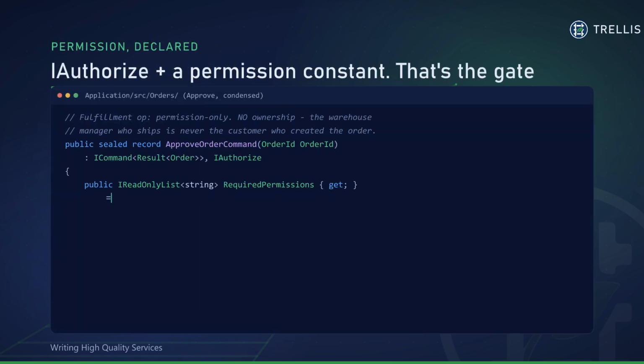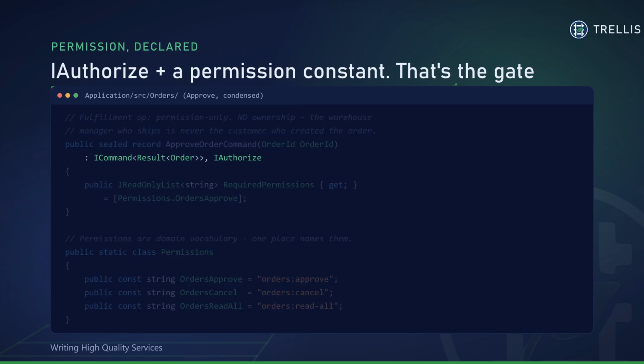Here's the coarse gate as code. ApproveOrderCommand implements IAuthorize and declares one required permission, orders:approve, and that's the entire authorization for it. Deliberately no ownership check, because the person approving is warehouse staff, not the order's creator. Get it on ownership and the workflow deadlocks. And notice where the permission name comes from, a Permissions class in the domain, a single set of constants. The command references orders:approve by that constant, and so does whatever grants it, so they cannot drift. The pipeline reads the required permissions and returns 403 if the actor is missing it. You declared the policy, you didn't write the check.